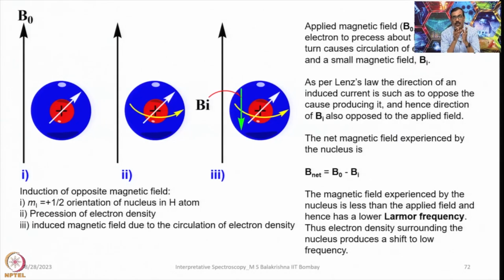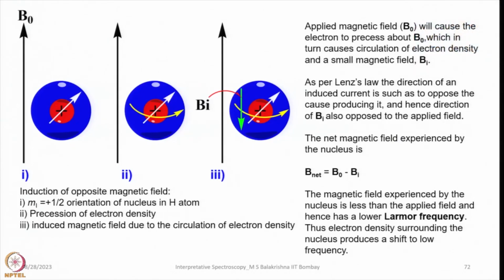Just to make you familiar with chemical shift terms, I am going back to the basics I discussed in my first lecture: the induction of an opposite magnetic field. Here, m equals plus half is the orientation of the nucleus. There is precession of the electron density surrounding this proton, and an induced magnetic field due to circulation of electron density, opposing the applied magnetic field strength. The applied magnetic field causes the electrons to precess about B naught, which in turn causes circulation of electron density and generation of a small magnetic field Bi. You can see Bi here, shown in green.